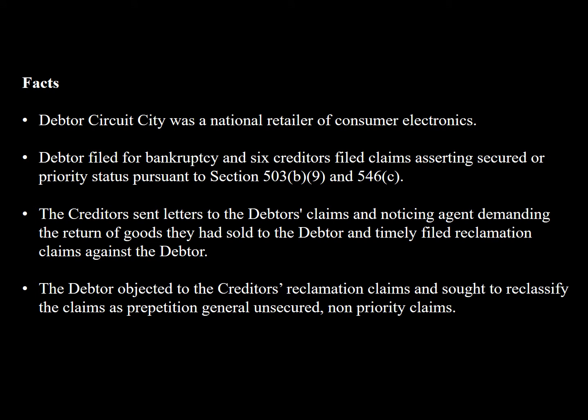So the creditor did everything he was supposed to do, sent letters, gave proper written notice pursuant to 546, and moved for an admin claim, or actually filed a proof of claim for an admin claim, and the debtors objected to the claim and sought to have it reclassified, and that's what joined the issue.